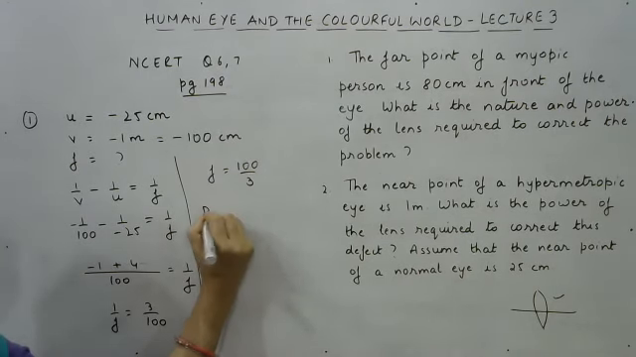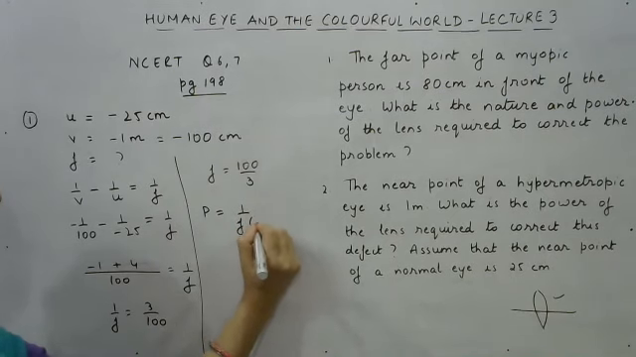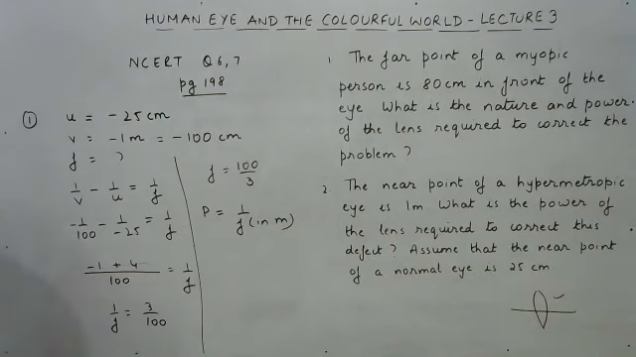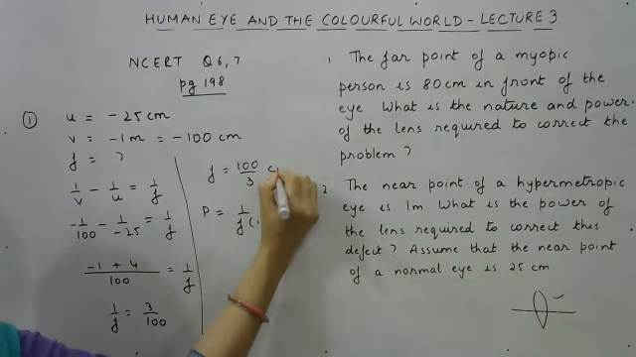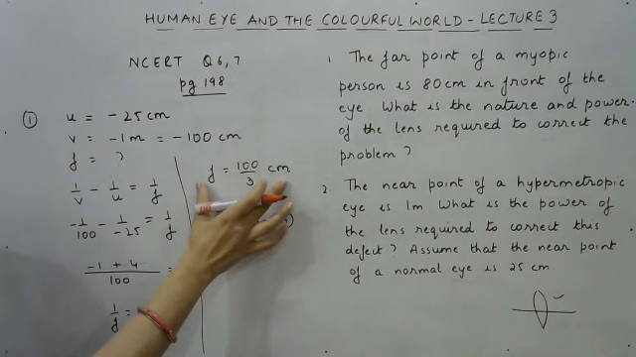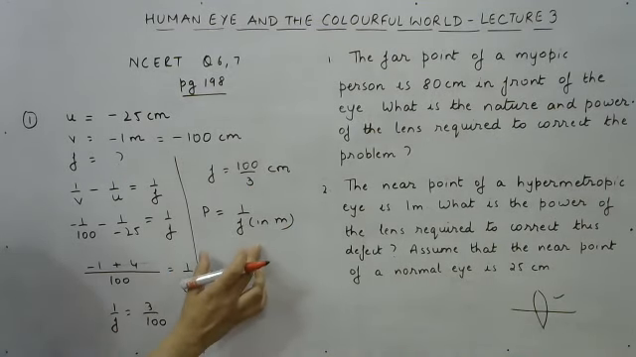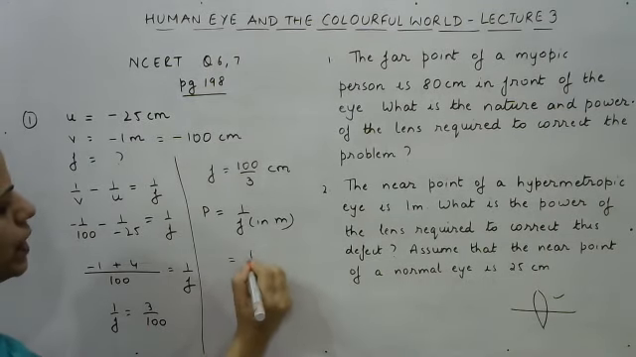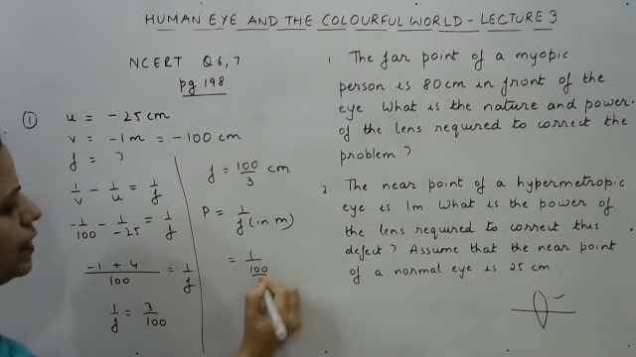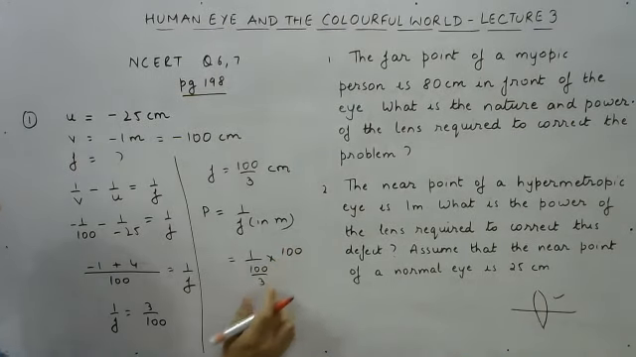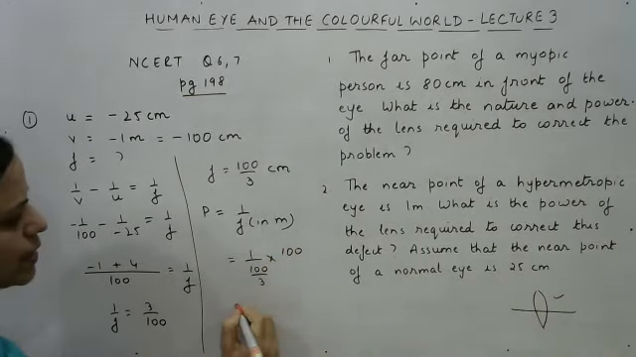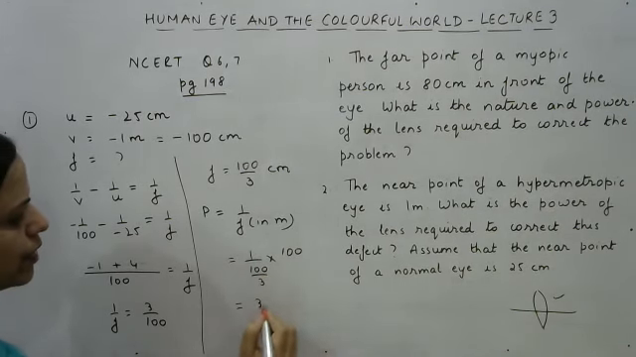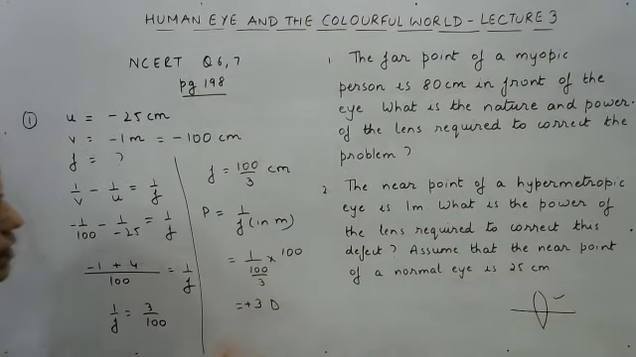Now we need to calculate the power. Power is 1 upon focal length in meters. You will never forget to write this in meters so that you always remember that we have to convert this to meters. Now the focal length that we calculated over here is in centimeters. But when we substituted it in this formula, we have to convert it to meters first. So this comes out to be 1 upon 100 by 3 into 100. This 100 is, we are converting this into meters. On simplification, we get it as 3 upon 100 into 100. So 100 cancels out with 100 and our answer is plus 3 diopter.